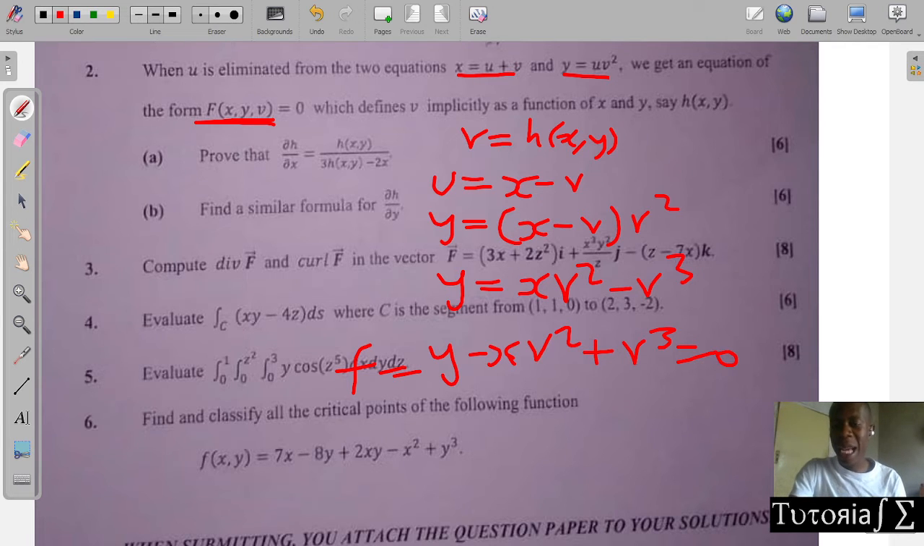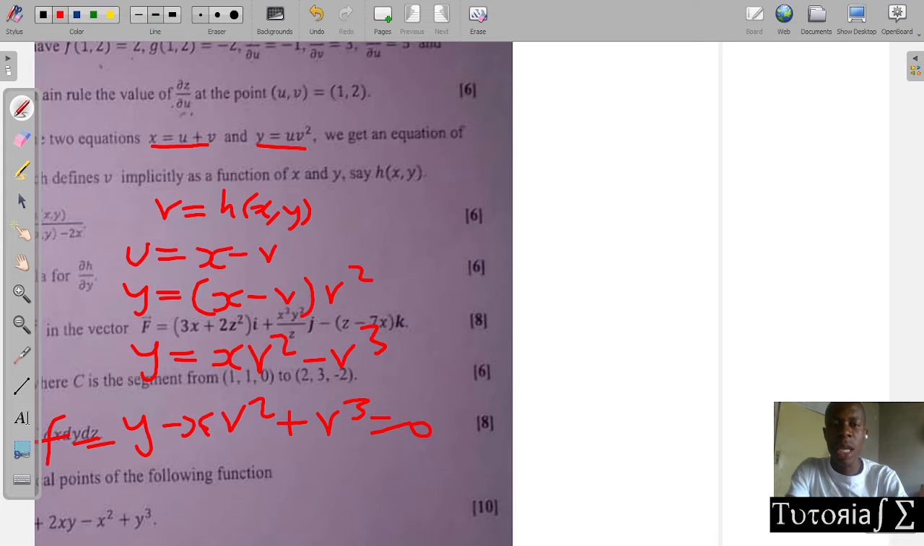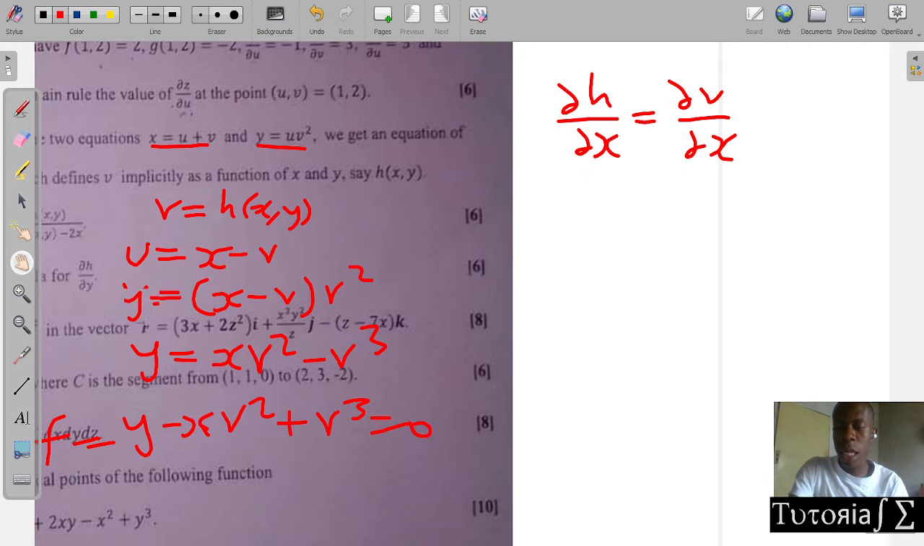Now, after doing that, we come to the questions. The question says prove that the h dx is equal to that. So remember the h is the same thing as v, as we said here. So this is the same thing as saying the v dx, because h is equal to v like that.